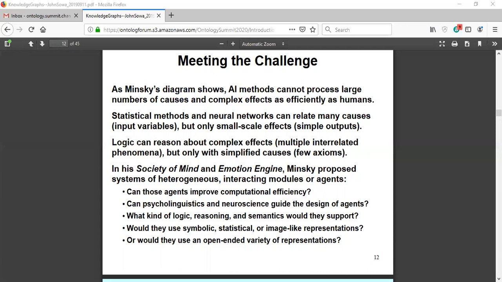Can psycholinguistics and neuroscience help us design them? What kind of logic, reasoning, and semantics would they support? And would they use symbolic, statistical, or image-like representations? Or would they use an open-ended variety of representations? And the short answer I would give is yes to all of them. That they would use an open-ended variety of symbolic, statistical, image-like, with many kinds of logic and so on, and also guidance from psycholinguistics and neuroscience can help.